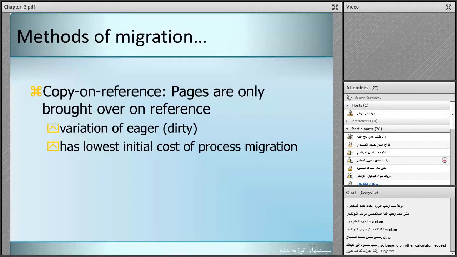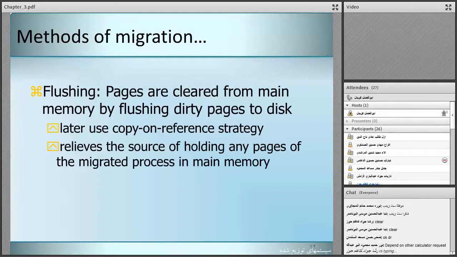Thank you. Don't worry, it's the last method, and then I will finish this session. Okay, so don't worry, Zainab. This is the last method of migration called flushing. Flushing means we firstly flush all the data of the process. I'm talking about the process on the source machine here, okay?